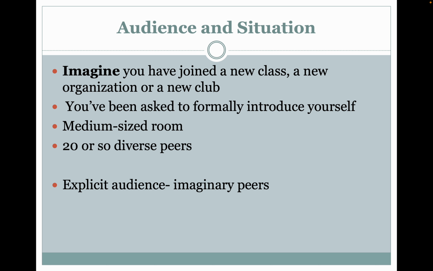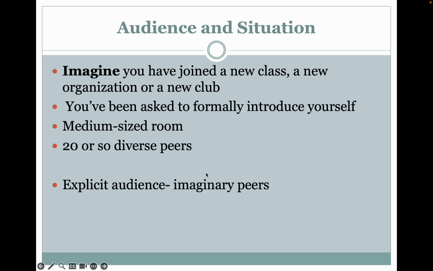The audience, when you're thinking about crafting the speech, is a group of your imaginary peers. Remember, in the textbook, there is the term explicit audience. And an explicit audience means those are the people who you're crafting the message explicitly for, right? You are clearly talking to these people. So as you are crafting your speech, let's imagine that it's this group of 20 or so diverse peers.